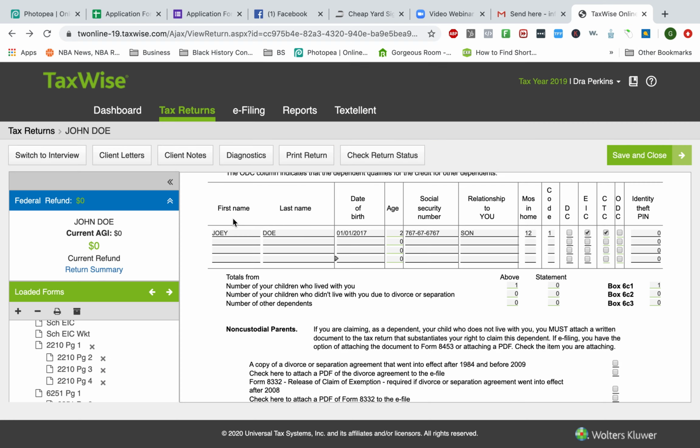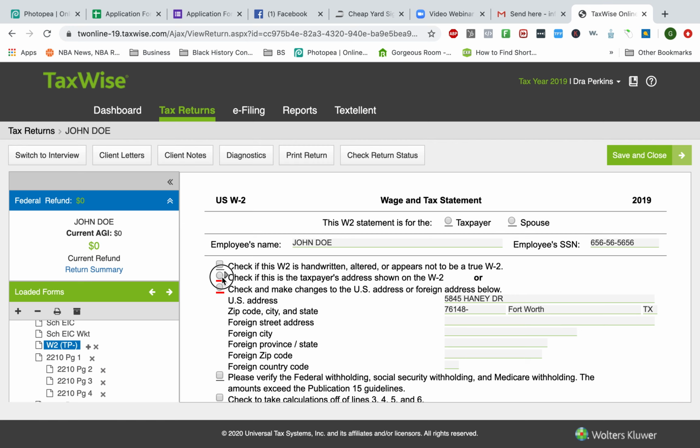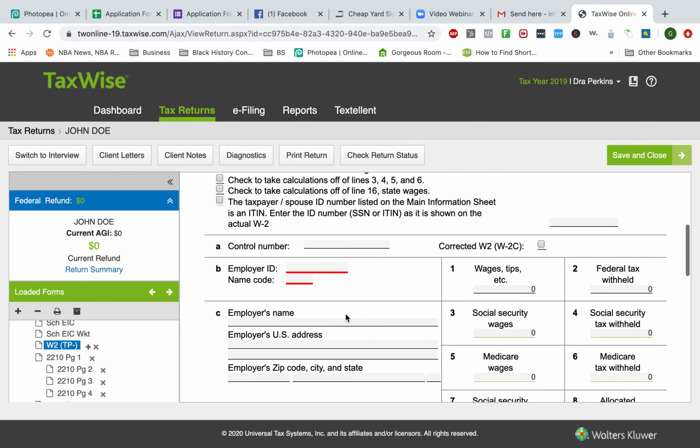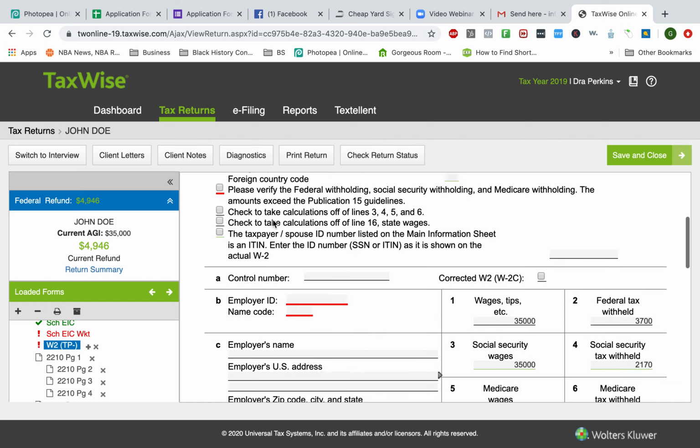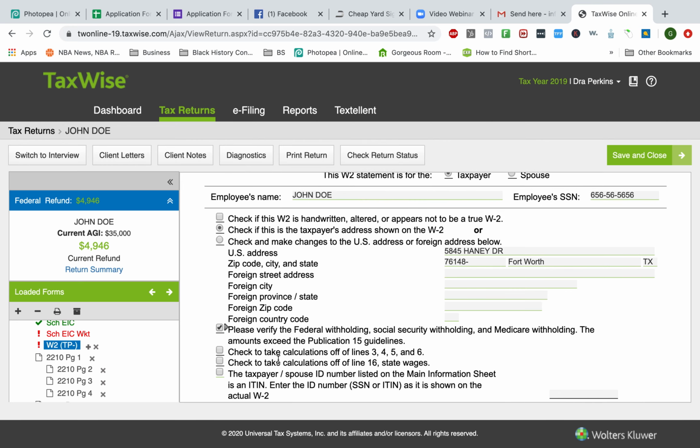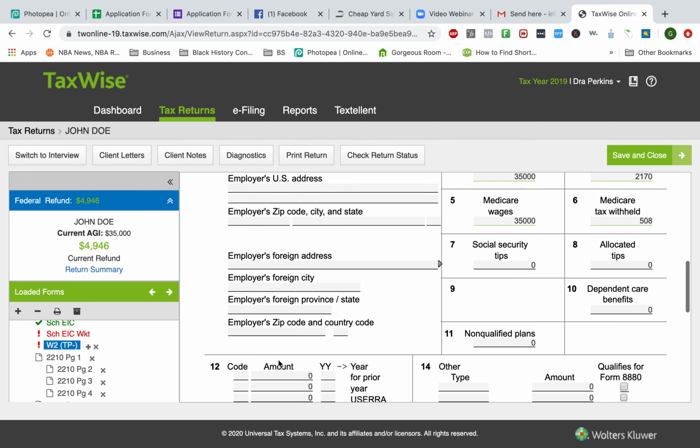So go to W-2, boom, boom. And I'll just make up a number. Let's just say 35,000. And let's just say pays 3,700 in taxes. You don't have to put in any of this for the estimate. Verify the income, and that's it.